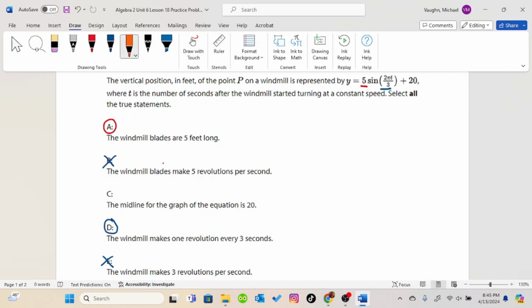And finally, choice C, the midline for the graph of the equation is 20. The midline is the number that we're adding at the end. We are adding 20, so that does mean the midline for the graph is 20. So our correct choices are choice A, the windmill blades are 5 feet long, C, the midline for the graph of the equation is 20, and D, the windmill makes 1 revolution every 3 seconds.